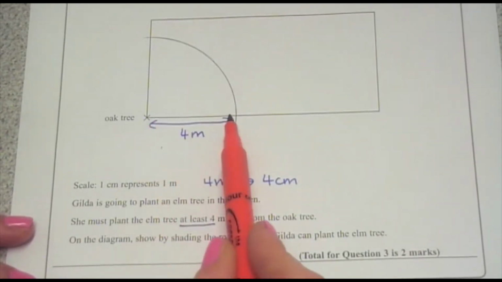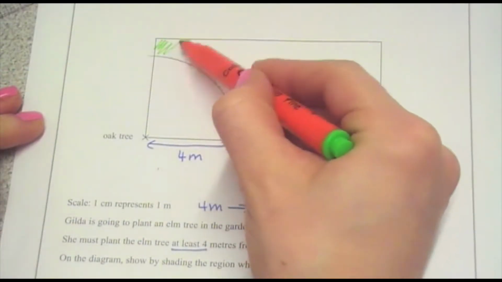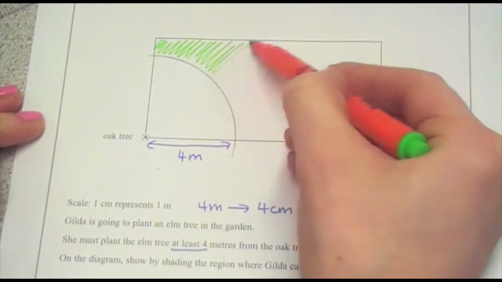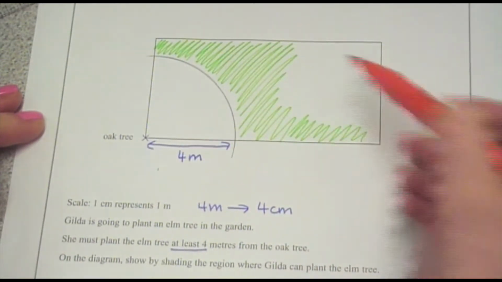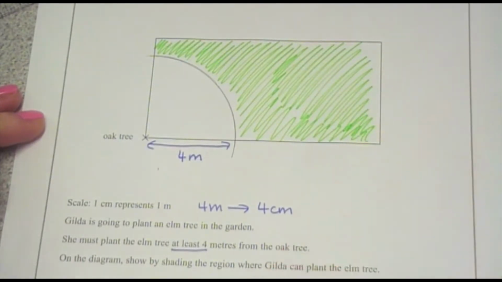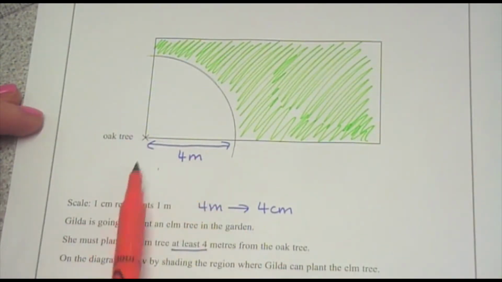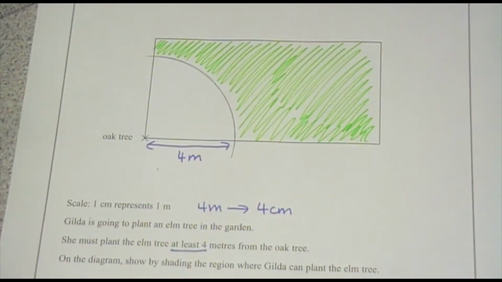It says that she must plant the elm tree at least 4 metres from the oak tree, so at least means 4 metres or further away. So on the diagram I need to show that by shading this region here, so anything away from the arc but still enclosed in the garden. Okay, so it's at least 4 metres away and it still needs to be enclosed in the garden.